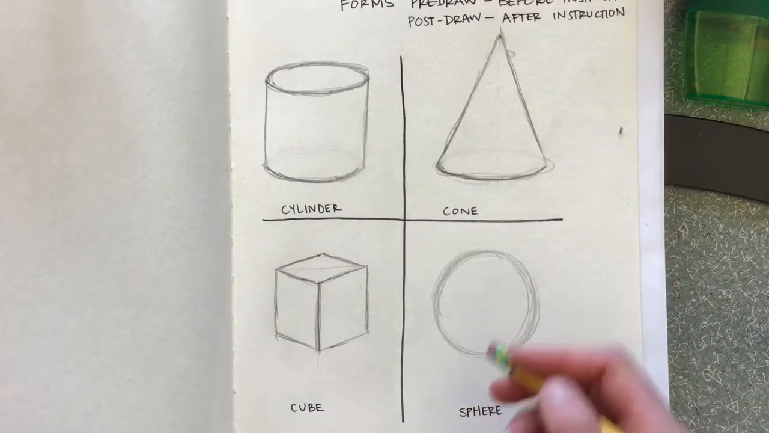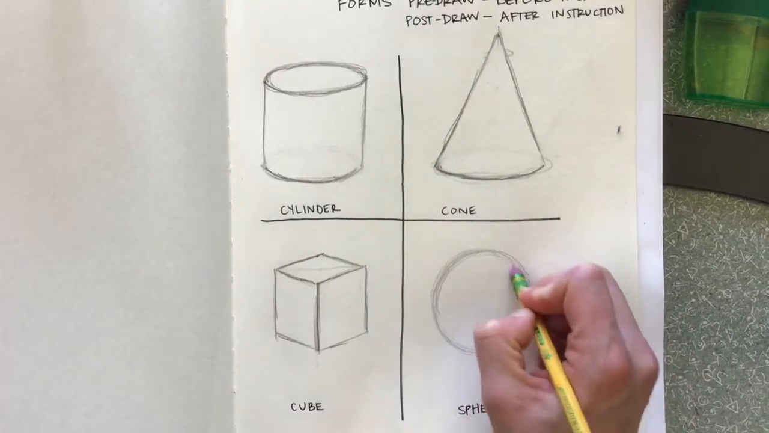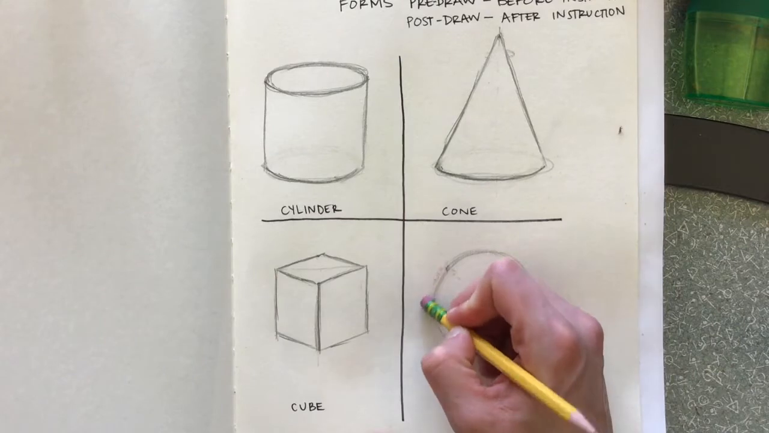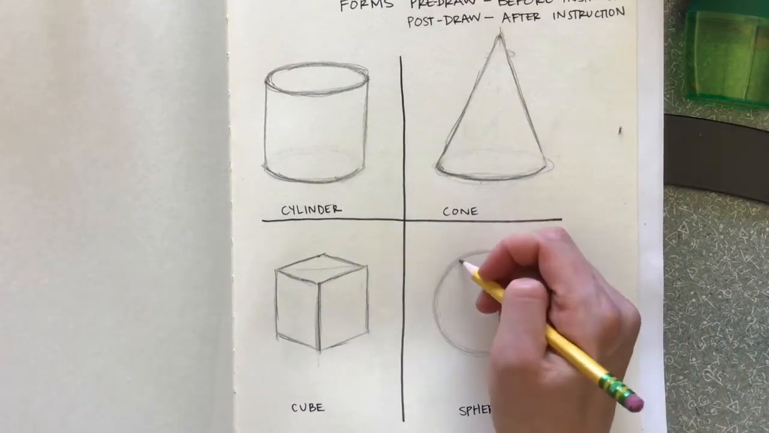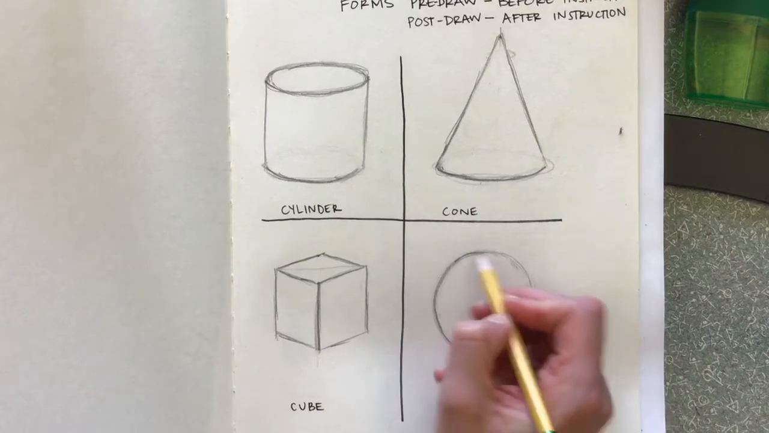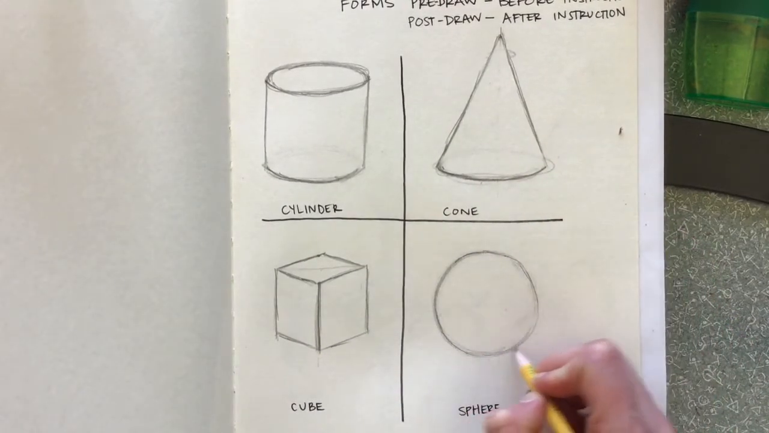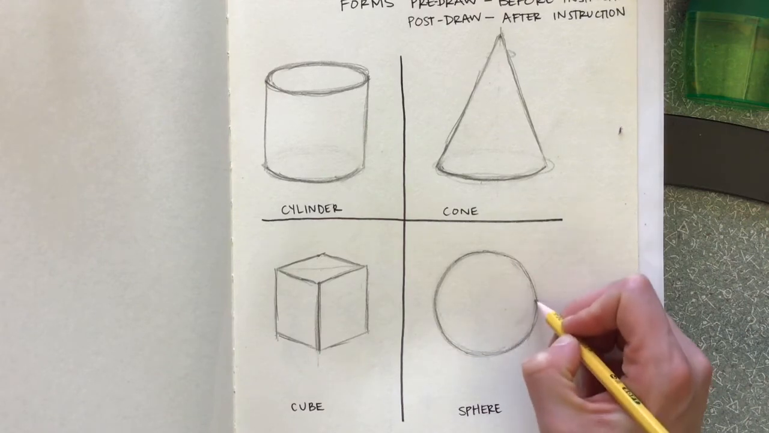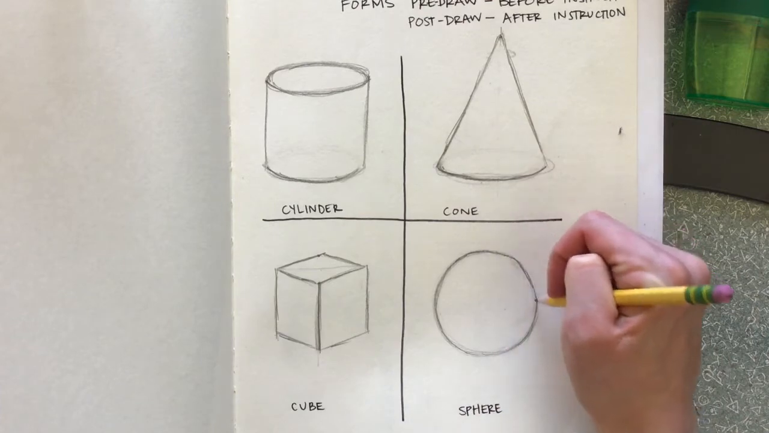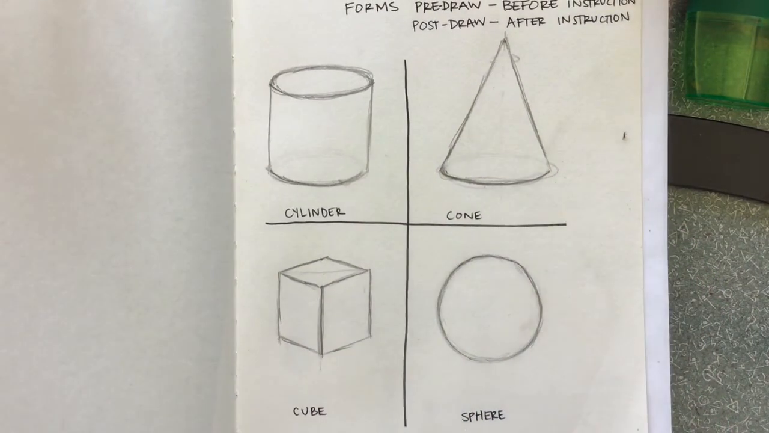Okay, and then what I can do is pick the best line. So I'm going to erase everything that doesn't look like a circle or looks a little bit more like an oval. Just kind of clean it up. And then I'm going to enhance where it looks like the right shape that I want. Okay, so this should be kind of what your page looks like for the after instruction drawing.